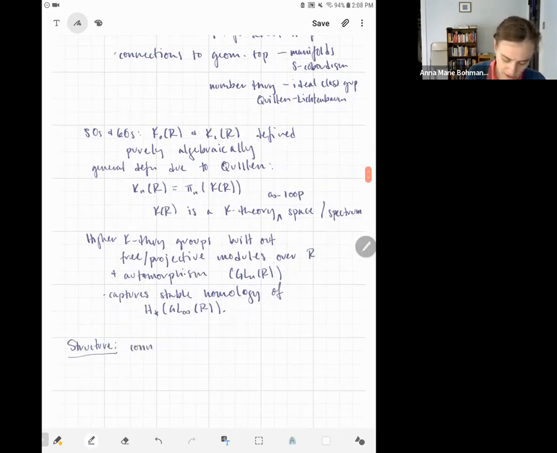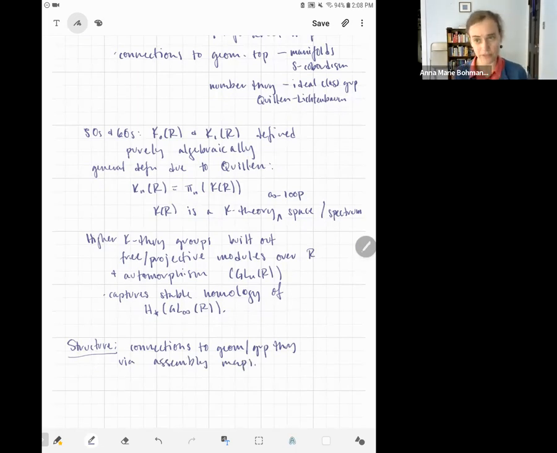And in particular, this gives us another form of connections to, say, geometry or maybe group theory, depending on what you want. So this is via assembly maps. And there's a whole bunch of related ideas that go under the name of assembly maps.